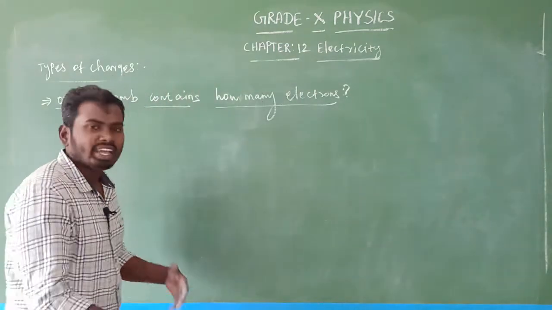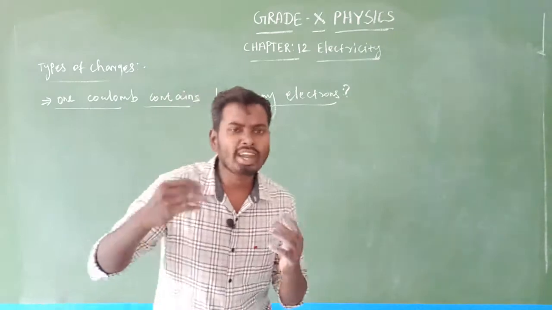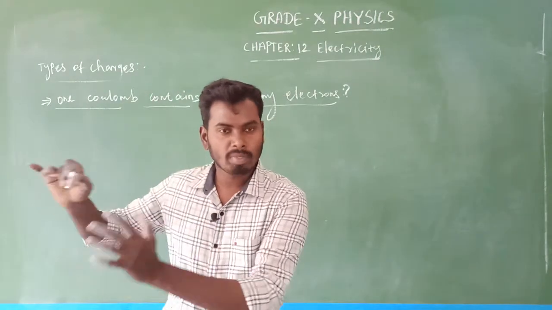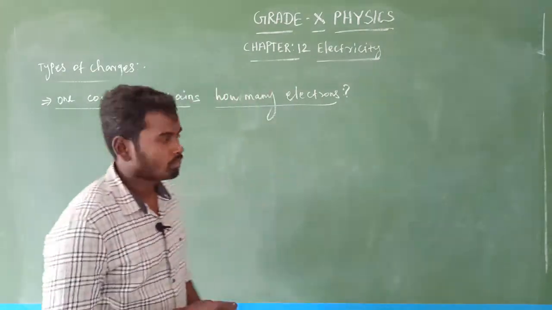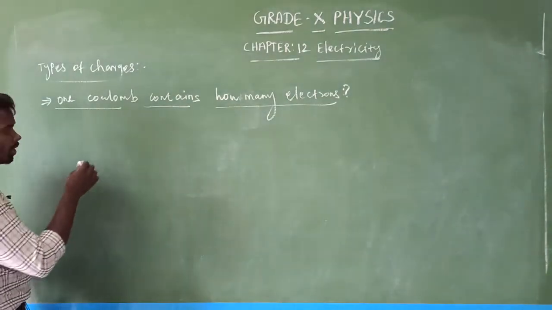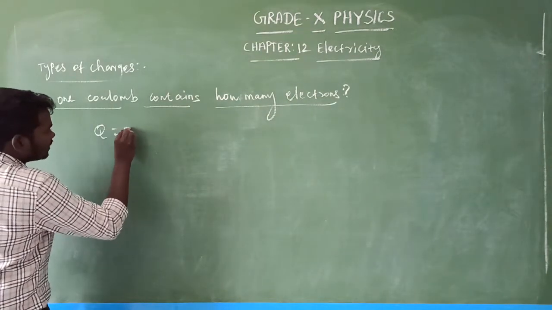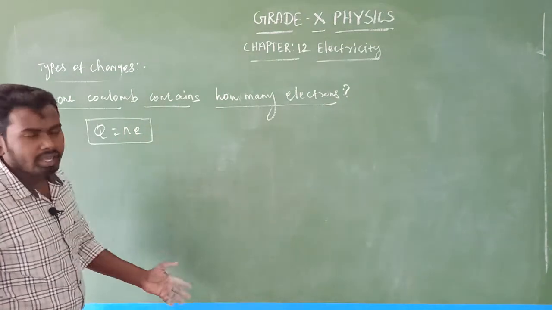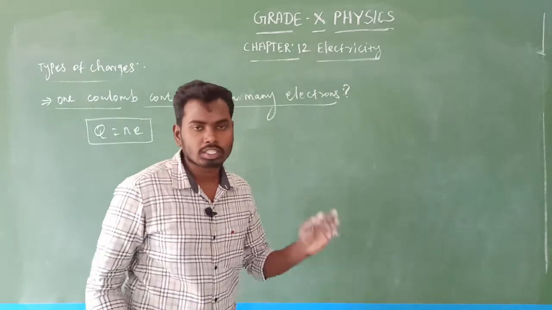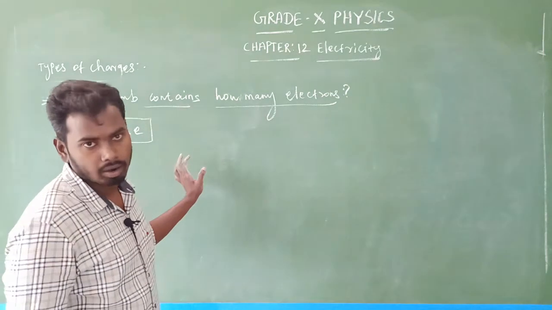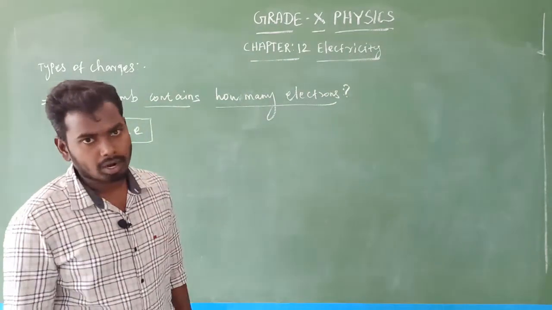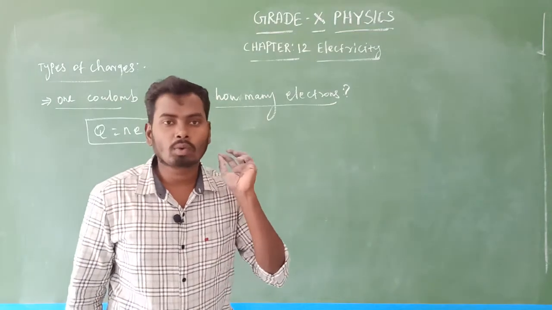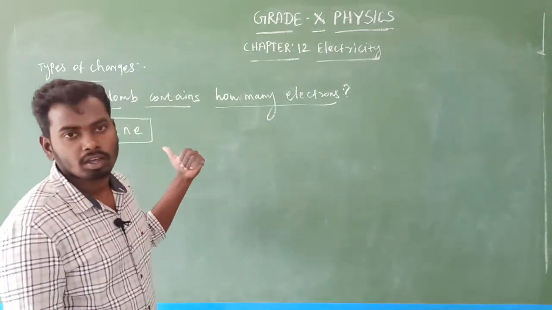Okay, yes, we can find out how many electrons are present in 1 coulomb with the help of a formula. What is that formula, sir? That formula is Q equal to Ne. Please note down in your classwork note. This is a very, very important formula. Definitely you will get 1 mark in the board exam from this formula.